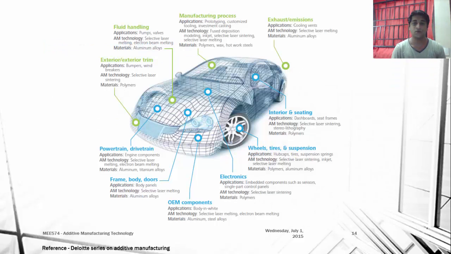So this is another overview of applications of RP in the automobile industry, which include various areas such as interior, exterior trim, fluid handling, manufacturing processes, exhaust and emissions, interior and seating, wheels, tires, suspension, electronics, OEM components, frame, body, doors, powertrain, drivetrain, which are underhood products. Some applications in each area are given, the technology used for those applications is given, and the material which is usually used is also given. So this gives us a complete overview of automotive applications of RP processes.